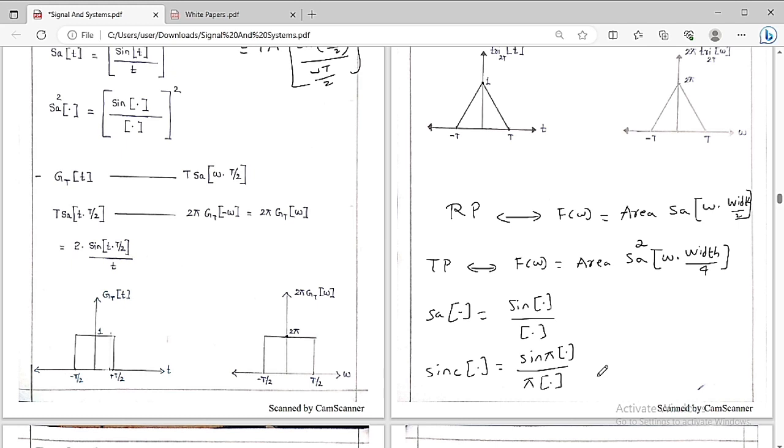Finally, I can say for the rectangular pulse, the Fourier transform is area into sa of omega into width by 2. For the triangular pulse, the Fourier transform is area into sa square of omega into width by 4. Sa of dummy variable is equal to sine of dummy variable by the dummy variable, and sinc of dummy variable is equal to sine pi of the dummy variable by pi into the dummy variable. These things you always have to keep in your mind.